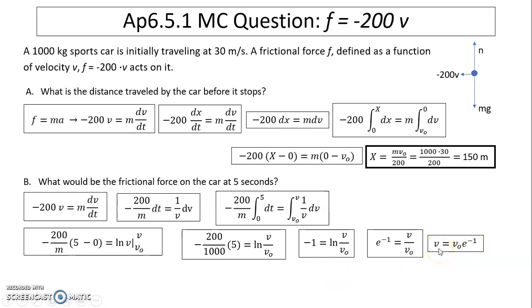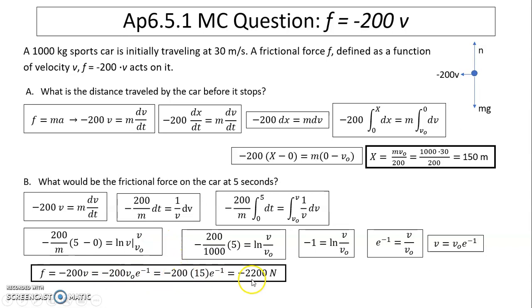But that's not what we're looking for. We're looking for frictional force. Then we have to substitute this V into the original equation, F equals negative 200 V, to find frictional force, which will give us 2,200 newtons.